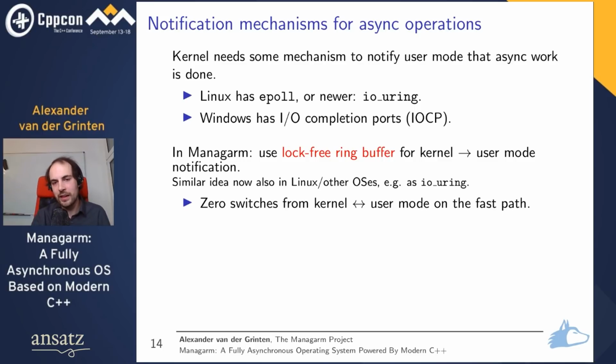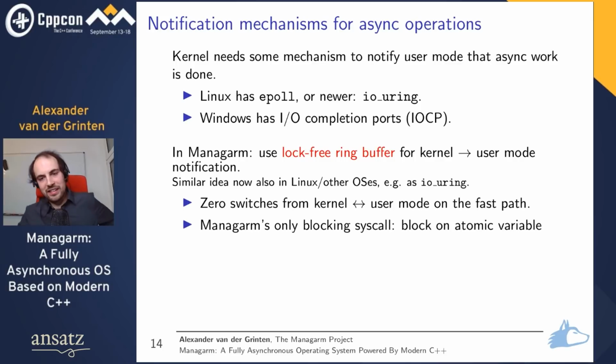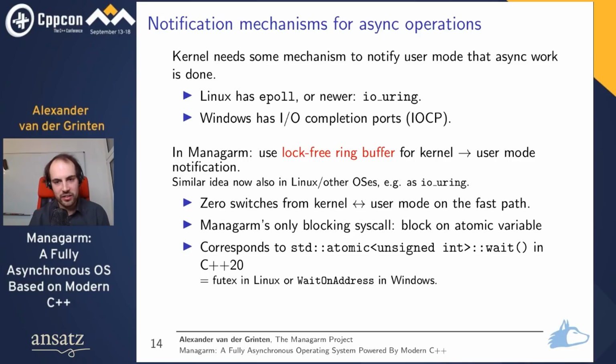If there's no notification and user mode wants to block for a notification to appear, well, then it just does that, and that costs us 1 entry in the kernel. And that's actually our only blocking syscall, more or less. We block on an atomic variable. We block until an atomic variable changes.